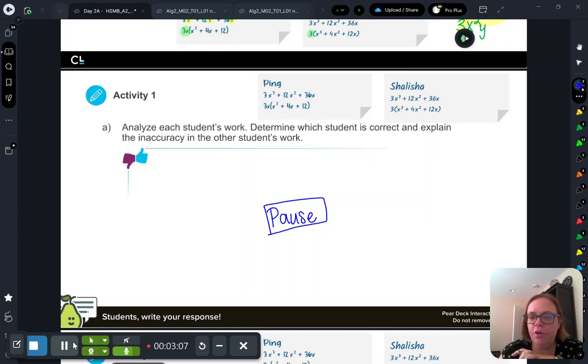So the person who is correct is Ping. And the reason that Ping is correct is because he took out the entire GCF, while Shalisha only took out the 3. Okay, so in your own words, you can write this down, why Ping is correct. And that is because he took out the 3 and the x. He took out the entire GCF, while Shalisha left that x in there, which was part of the GCF, okay?